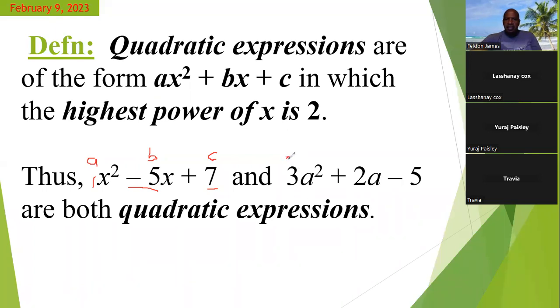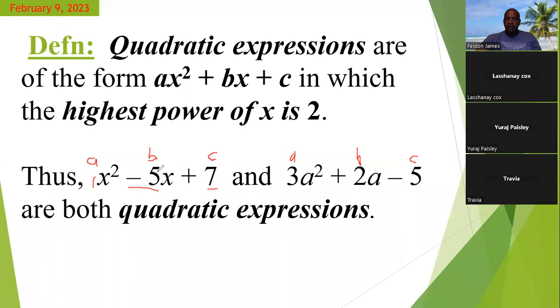So this would be A. So A would be 3. B would be 2. And C would be -5. So I hope you are able to see how the general form is represented and how the A, B, C are represented in terms of the numbers.